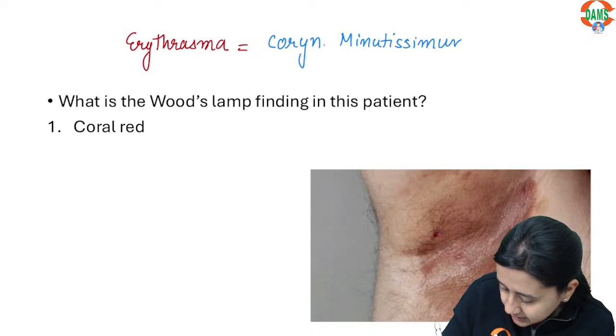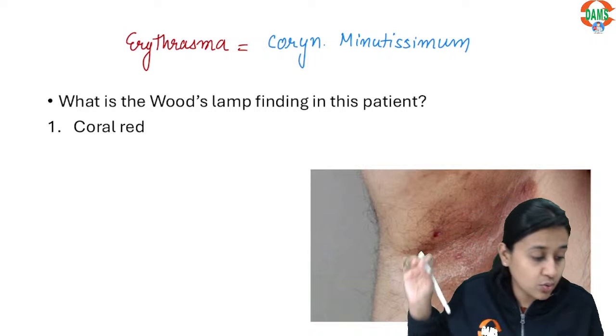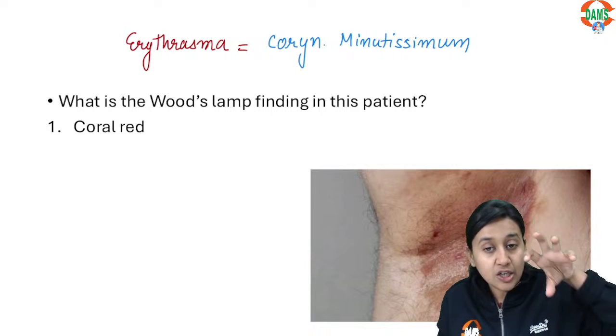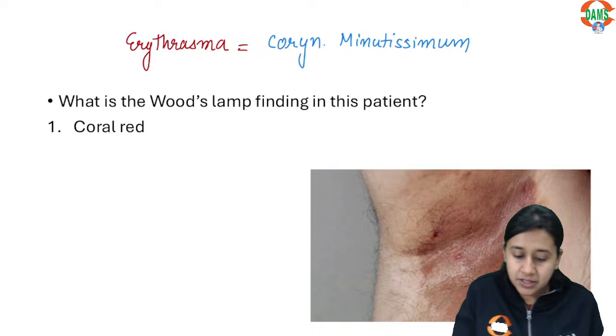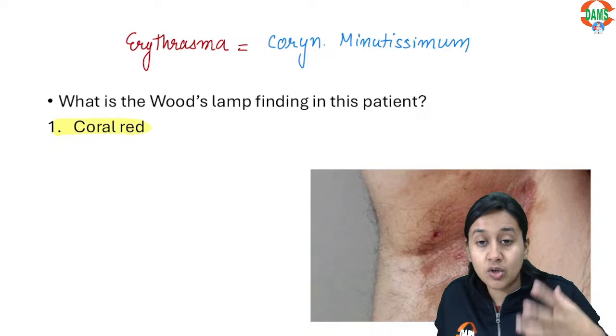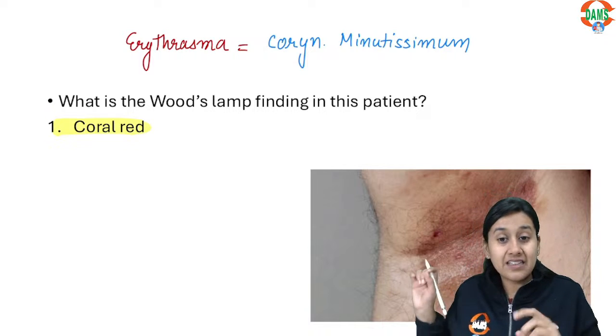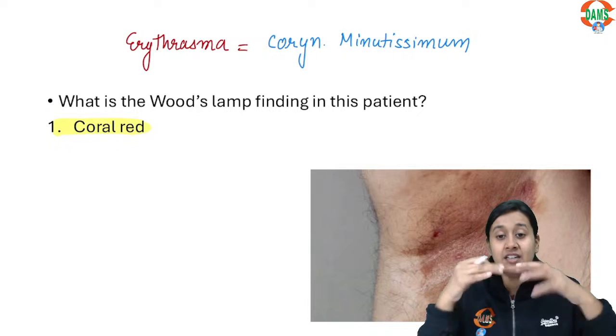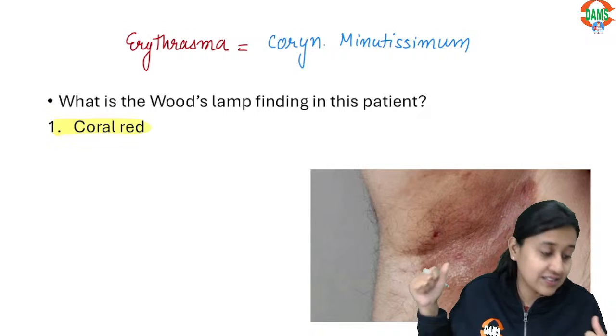Corynebacterium minutissimum. Please remember, students, Corynebacterium minutissimum is the causative agent for erythrasma. Now, when you see it under the Wood's lamp examination, you see a very characteristic coral red or coral pink appearance. This is a frequently asked question. INICET, NEET PG, and now in FMG also we are seeing the same question.